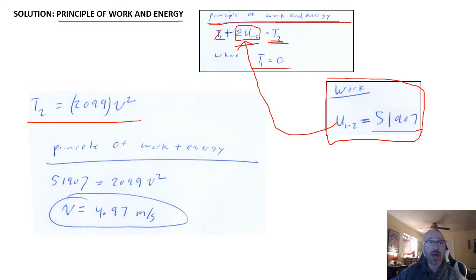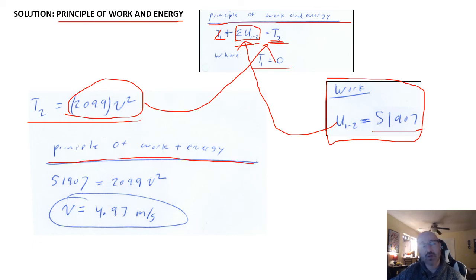So we can plug that in right here for our T2 value, and what we end up with from our new version of our principle of energy, once we plug in our known values, is that our work from 1 to 2, 51,907, is equal to our 2,099 v squared. So our only unknown in this is our v squared, which is exactly what we're looking for, the velocity of that car E. We do our math here, and we find that v is equal to 4.97 meters per second squared. And again, the whole way, please keep track of your units and do your right conversions in order to get the units right at the end here. And this is a double check: this should be in meters per second.